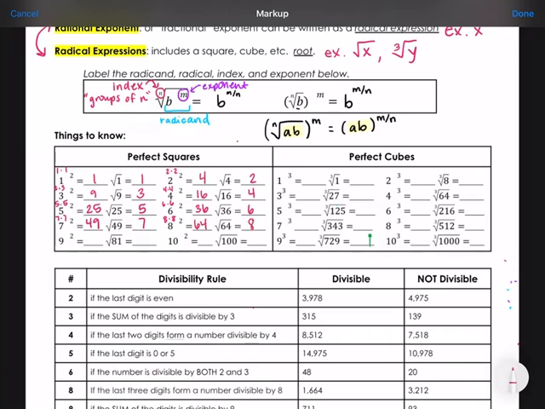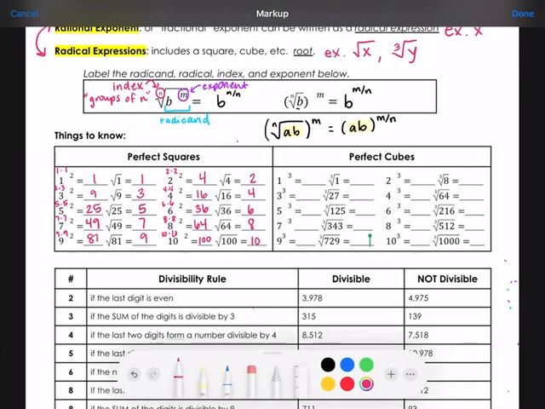8 squared is 8 times 8, which equals 64, so the square root of 64 is 8. 9 squared is 9 times 9, which equals 81, so the square root of 81 is 9. And 10 squared is 10 times 10, which is 100, so the square root of 100 is 10.